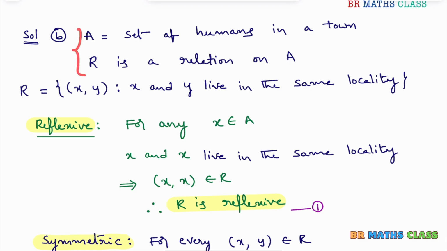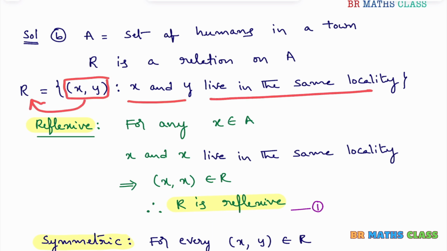As usual, a total of 3 points will be there in this type of problem. First one is set A. What is set A? Set of humans in a town at a particular time. R is a relation on A. These things are given in the question. And the relation is defined like this: R is a relation, the set of ordered pairs (x, y) such that x and y live in the same locality. Last problem was x and y work at the same place. Here x and y live in the same locality.